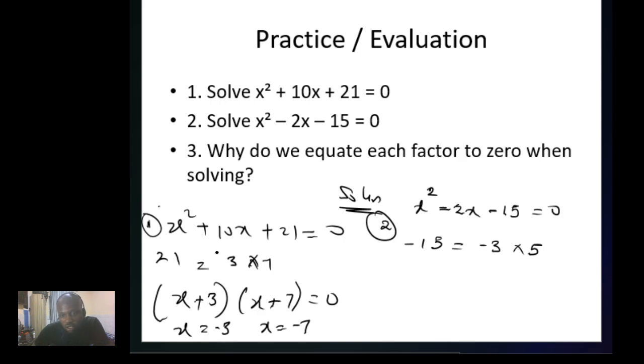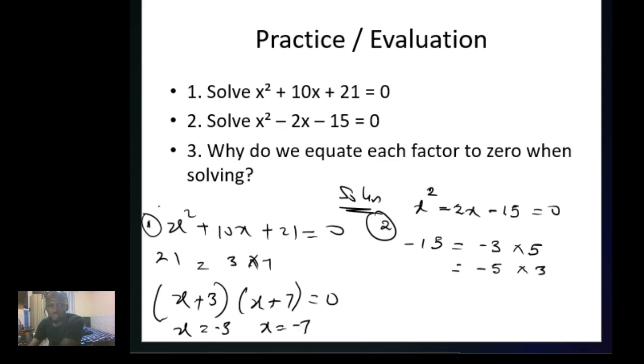So here you have minus 3 times 5. But one thing you should look at is this: if you sum minus 3 and 5 together, what will you get? You get plus 2, which means you need to make adjustments to your factor pairs. So what if you now have minus 5 times 3? Yes, this will give you what you want.